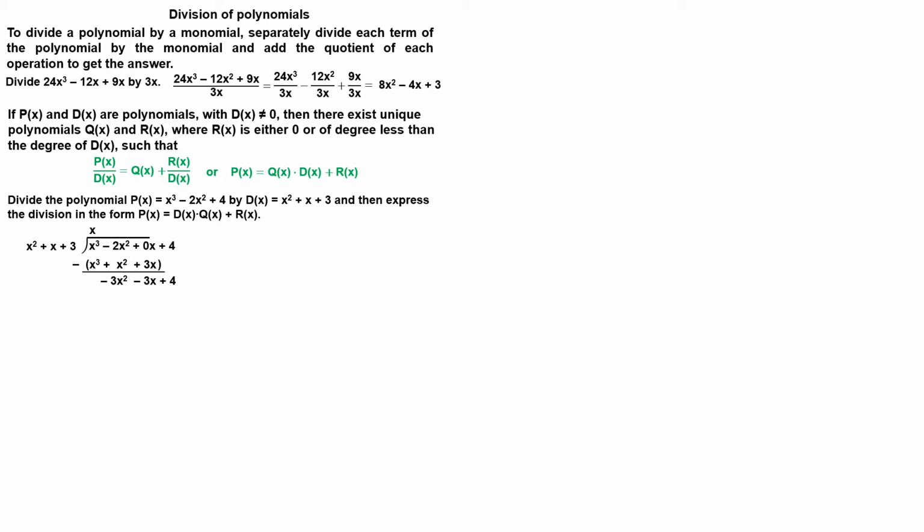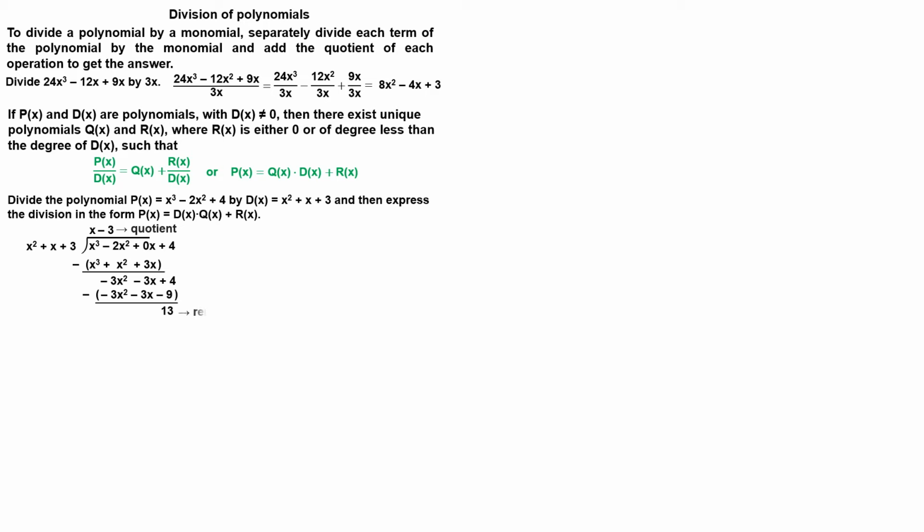To get the next term of the quotient, we divide the first term of the new dividend by the first term of the divisor. That is, we divide minus 3x squared by x squared. Thus, minus 3 is the second term in the quotient. We multiply the divisor by minus 3 and subtract the product from the dividend. The process is complete at this point. Notice there are no more terms to bring down.